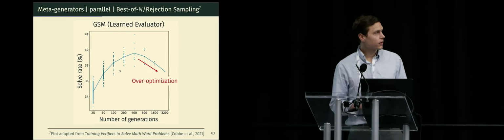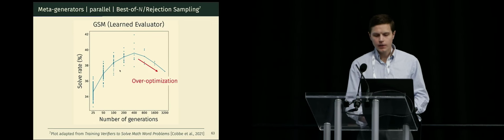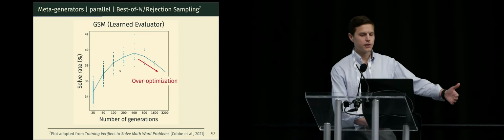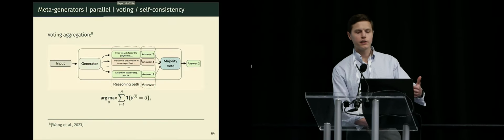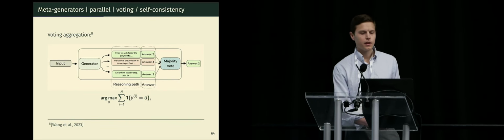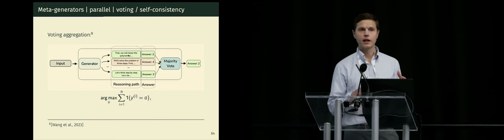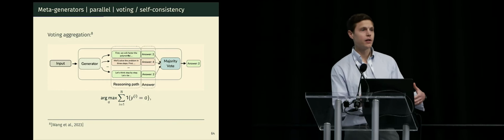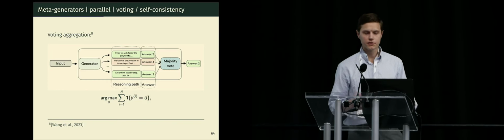So here's a really cool paper, one of the early papers doing this for math problems. You can see that as they increase the number of generations on the x-axis, their solve rate goes up, which is good. But then eventually the best of n starts finding these outputs that are getting high scores from their reward model, but they aren't actually correct solutions to the mathematical problems.